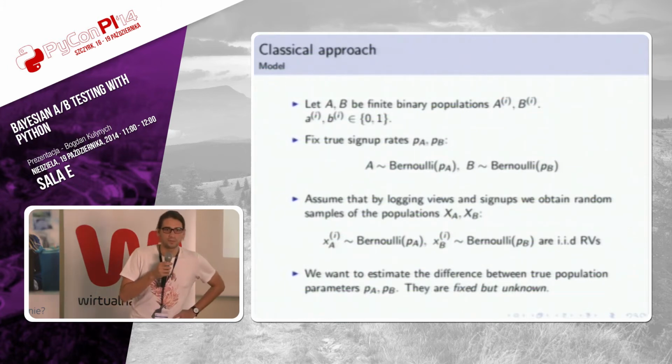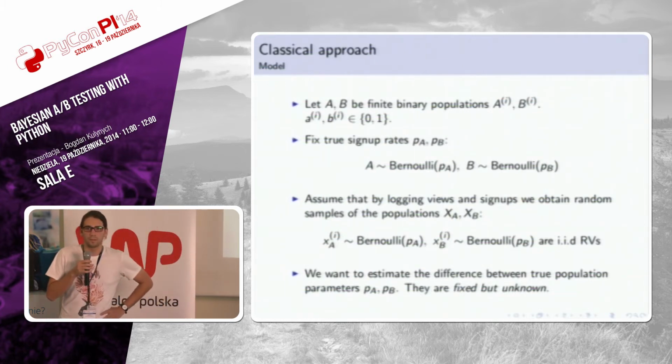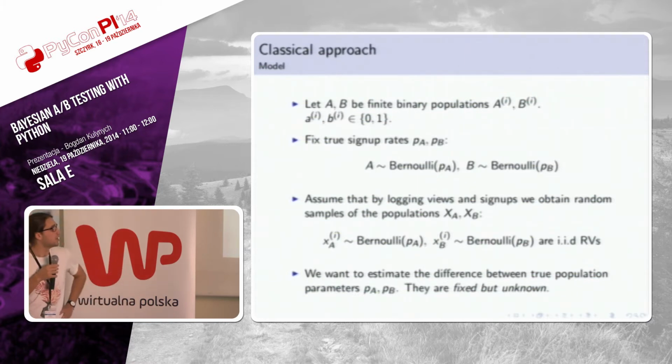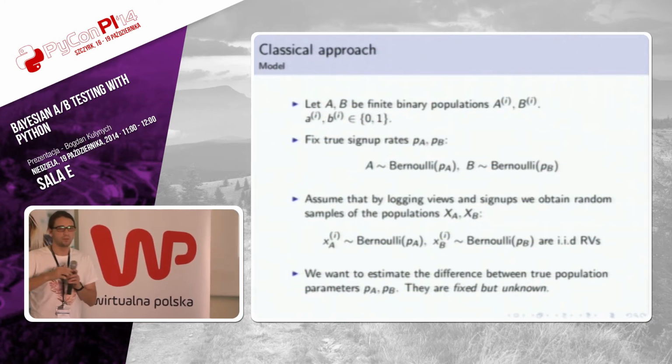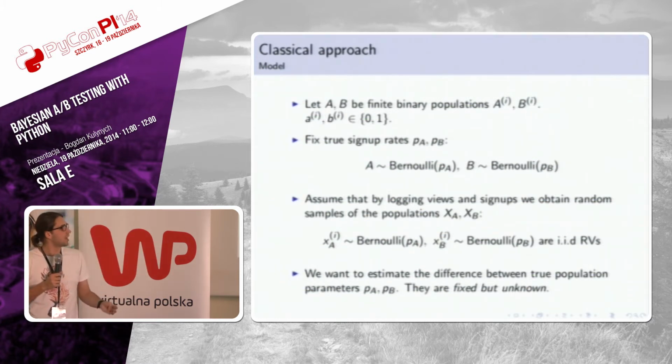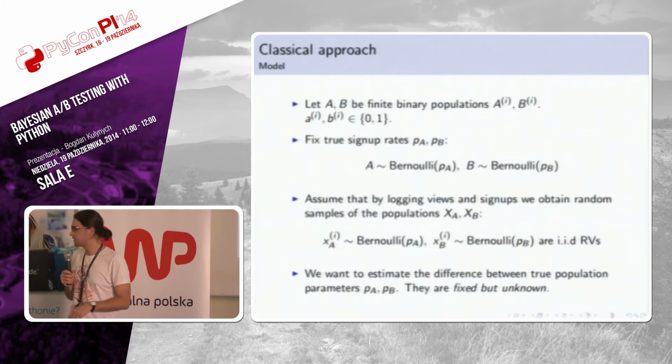One very important thing is that in this model, the frequentist statistical hypothesis testing model, we fix the thing called population. So we assume there's an abstract thing called population. It's just a lot of zeros and ones, and it's fixed. And we assume it exists somewhere in our minds. And when the user clicks the buttons or visits the page, he randomly picks a 0 or 1 from this population.